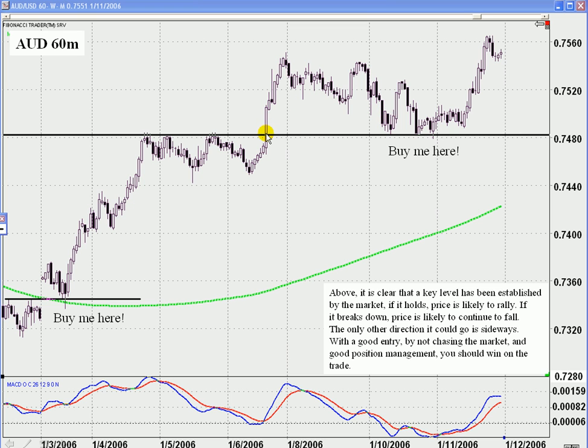Now, what we see is once we see price break through this level of resistance, you should clearly note it with a horizontal line and look for that as a reference point in the future here as we see a triple bottom form before its next leg up.